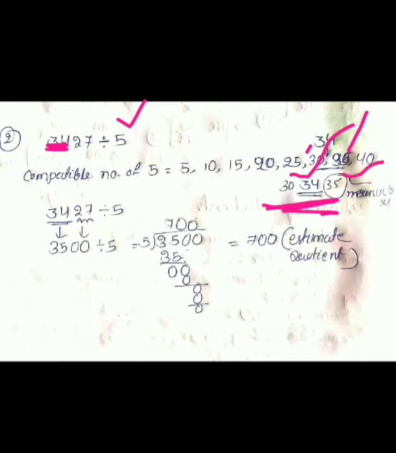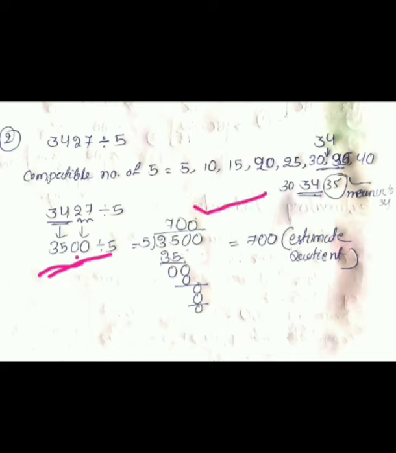So that's why students, just see, in place of 34 take 35, and as I said before, the rest of the numbers will become 0. So 2 and 7 will become 0. It became 3500 divided by 5. Now you can divide it easily. 3500 divided by 5, you will get 700, and 700 is our estimated quotient.